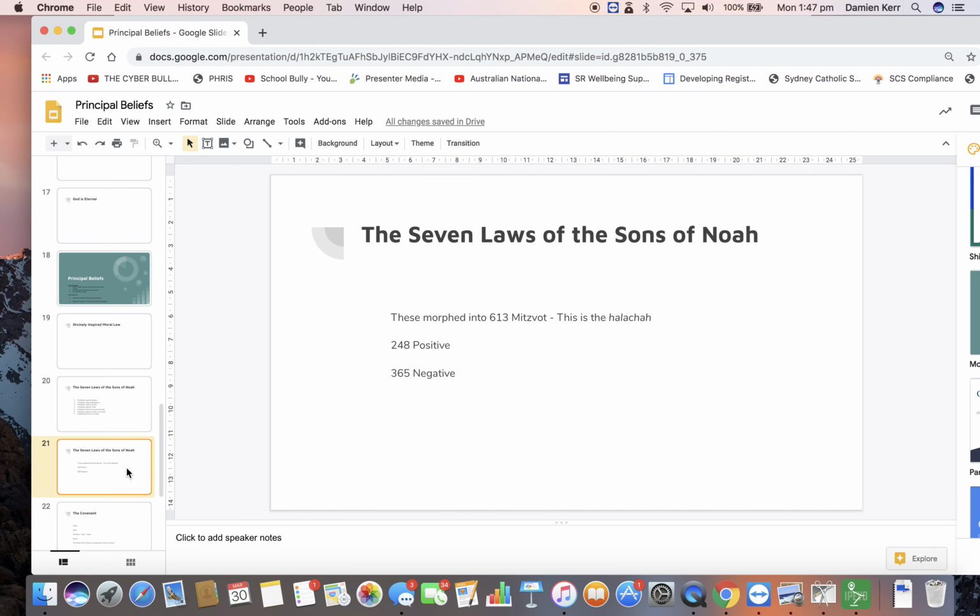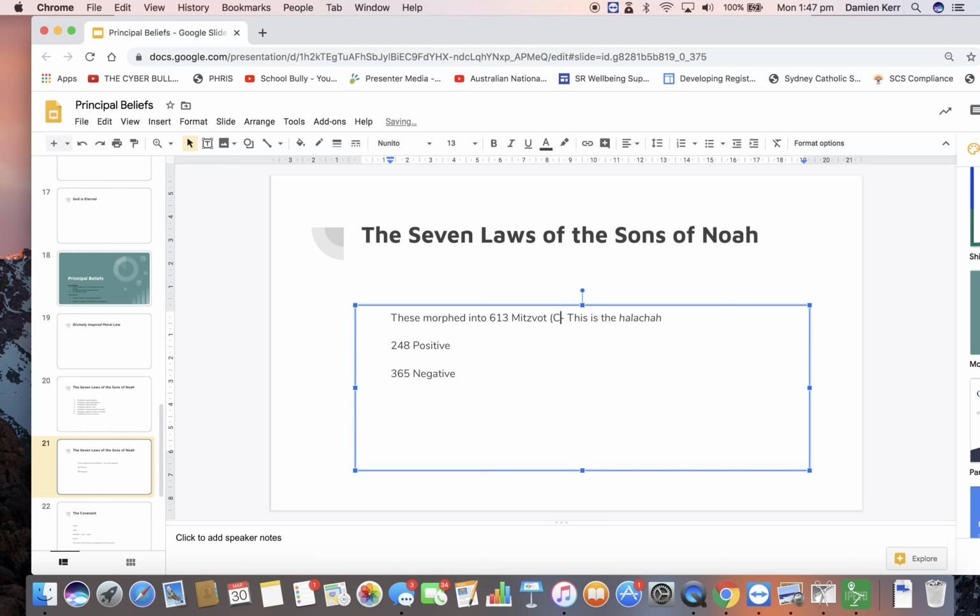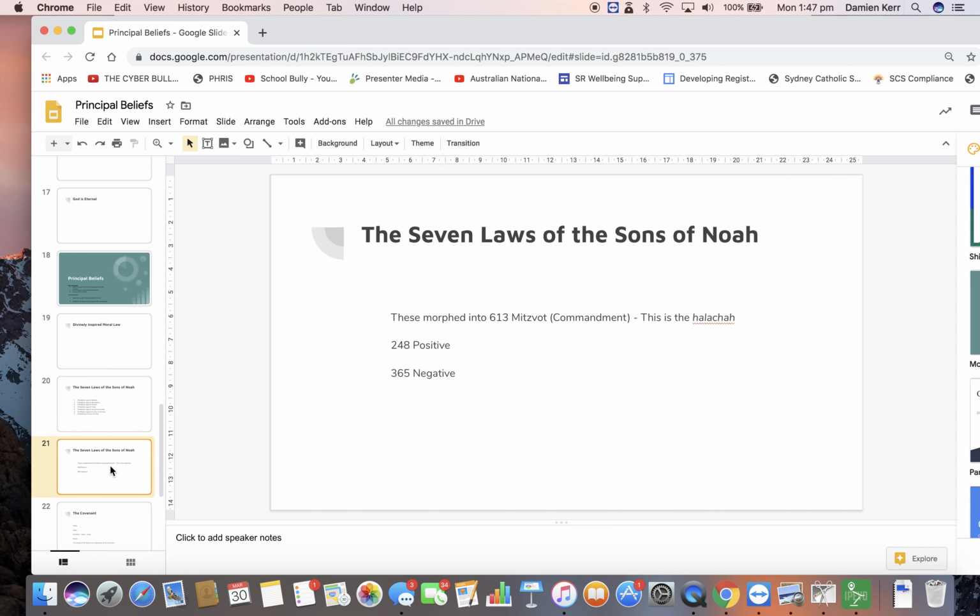Now, that should have been enough, but it wasn't. So what they had to do then was, from those seven, multiply by, I don't know, a little bit under nine times, to get to these 613 mitzvot. Another name for a mitzvot is a commandment. And there are 613 of these that have stemmed from these original seven. The collective term for the 613 mitzvot is the halacha.